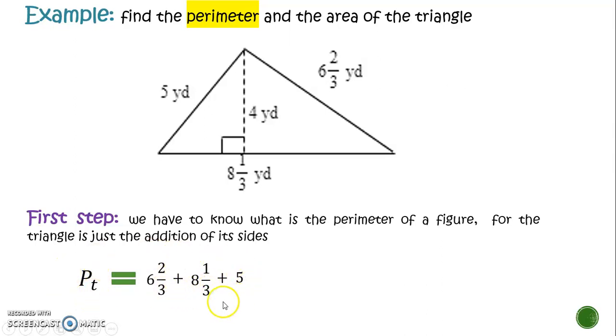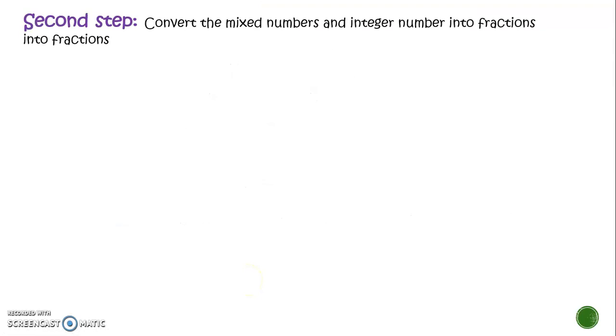But in order to find this perimeter, we have to convert this mixed number into a fraction, but also this integer number into a fraction. So that is going to be our second step. So we convert the mixed numbers and integer numbers into fractions. So let's get started. 6 and 2/3 is equal to 6 plus 2/3.